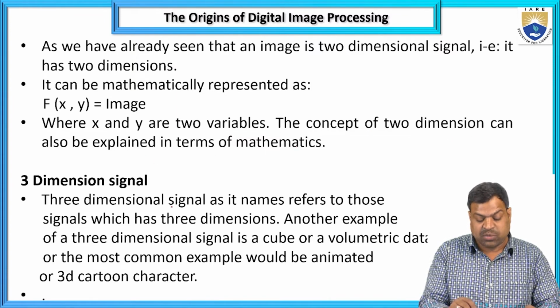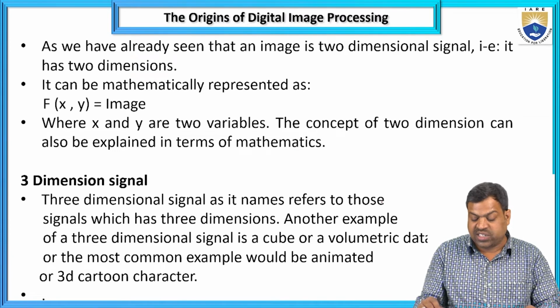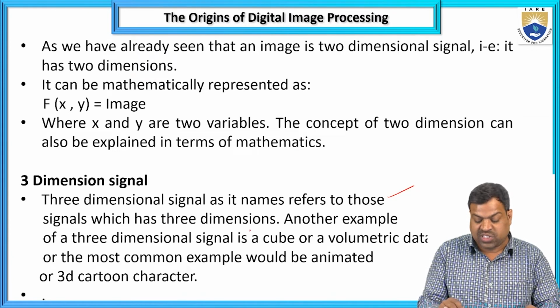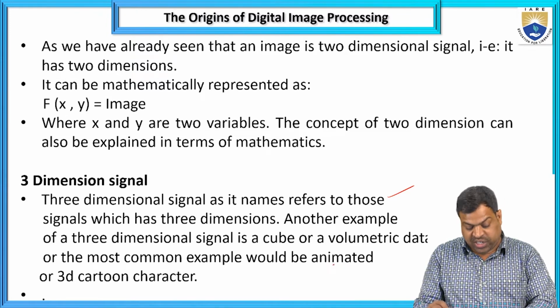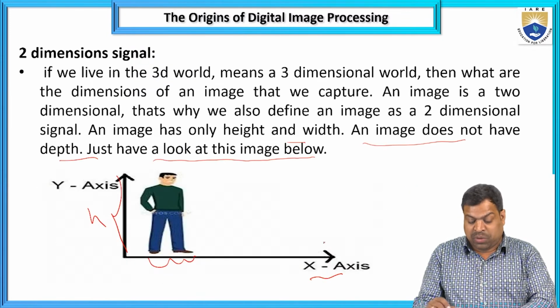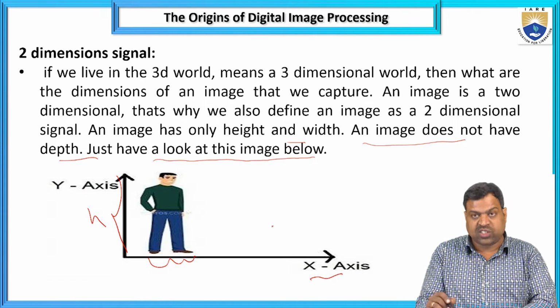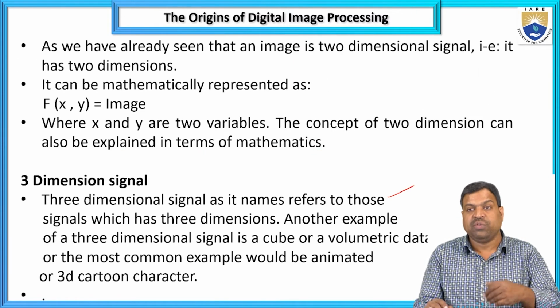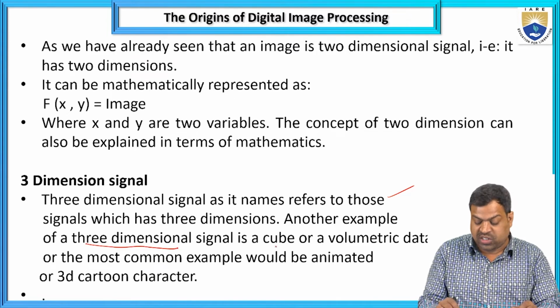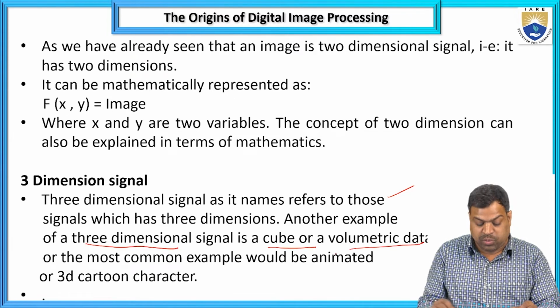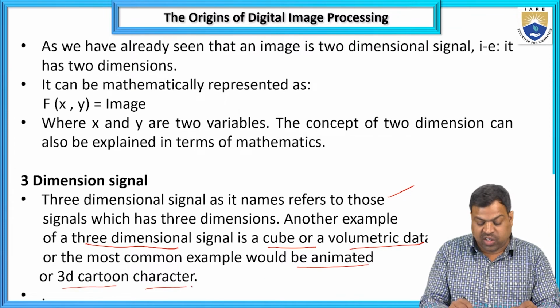The concept of two dimensions can also be explained in terms of mathematics. Now the three-dimensional signal. As its name refers, it is a signal which has three dimensions. Another example of a three-dimensional signal is a cube or volumetric data, or the most common example would be an animated or 3D cartoon character. In real time 3D is not possible. It is possible when we go for artistic work as in graphics. Three-dimensional signals are only possible with a cube, volumetric data or animated or 3D cartoon characters.